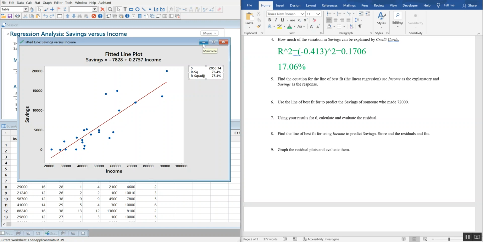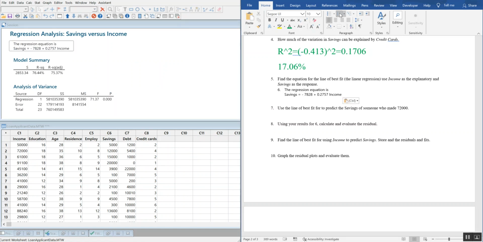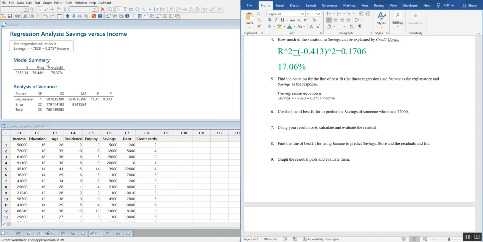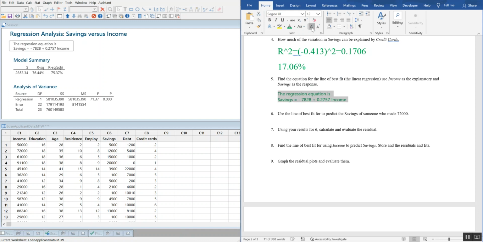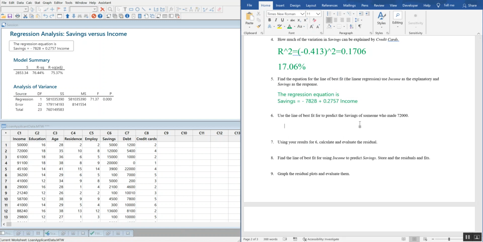So I'm going to minimize this and show you the session window as well. So here we go. This is what I actually needed, the regression equation. I'm going to copy it and paste it into number 5. You'll notice that right below it is the model summary, which gives you the R squared value as well, in case you were looking for that. Alrighty, so let me just make this a little more noticeable. We're going to use that equation to predict what somebody will save if they make 72,000.